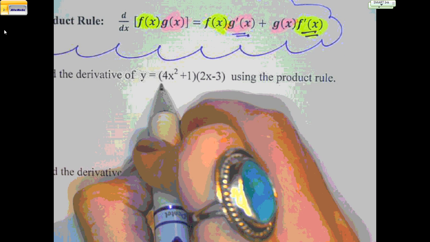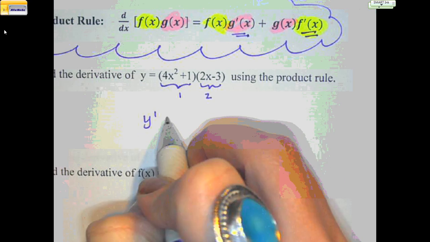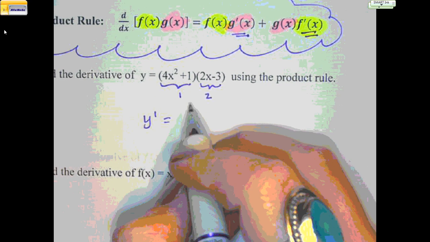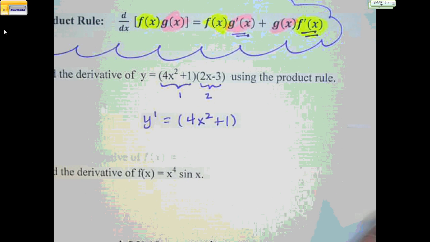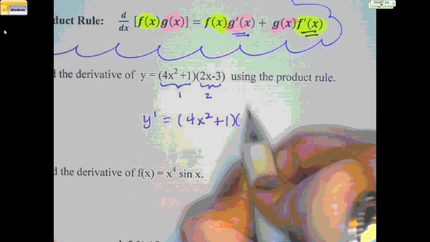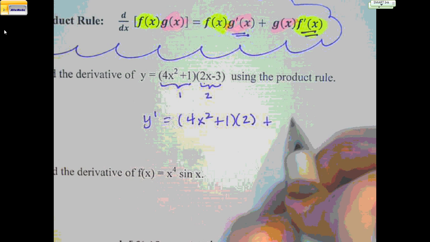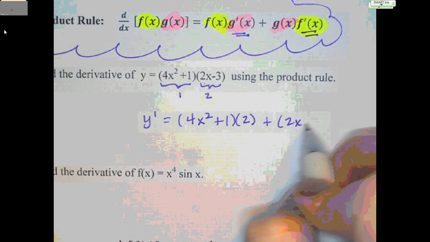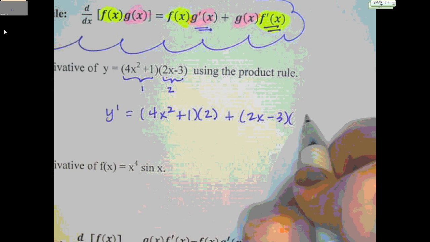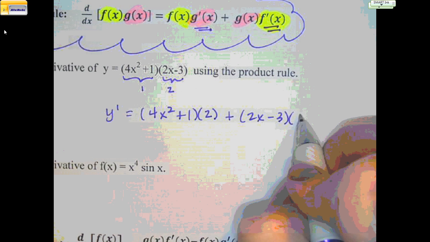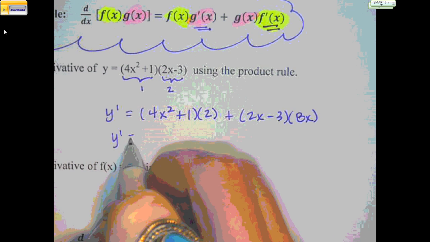So here's our first function. Here's our second function. So we say for derivative of y, we say the first function, so we just write it as it is, 4x squared plus 1, times the derivative of the second function, which is what? Just 2, right? Just 2 for that guy right there. Plus the second function, we write him just like he is, times the derivative of the first function, which is going to be what? 8x. Good.